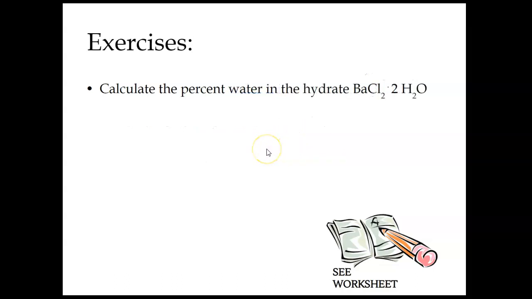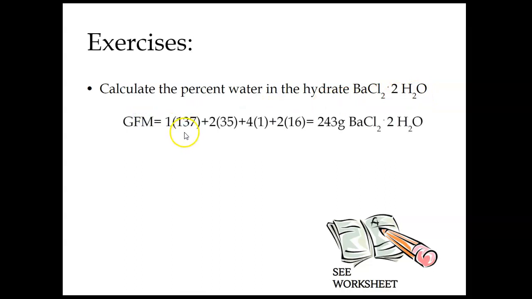Let's see, what's next? Calculate the percent water in a hydrate. This means you have to count everything in your gram formula mass. That means the barium, the chlorines, and the two waters. So to do this, you've got 1 times 137. That's barium. It's second from the bottom, Group 2, I believe. And then there are two chlorines, 2 times 35.